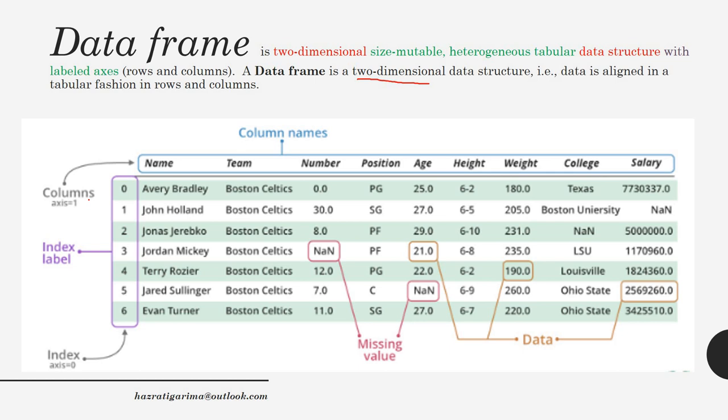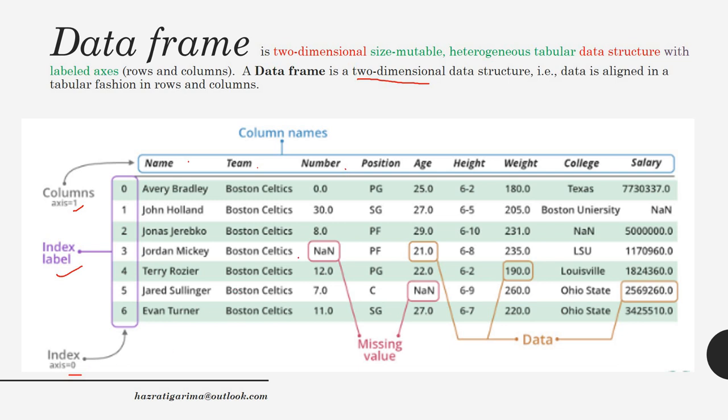Instead of saying x or y-axis, we have axis 0, which is the row one, and axis 1, which is the column one. We have the column names as name, team, number, which are represented with the blue mark. After that, we have the purple color. In purple, we have index labels or the row labels, which are axis 0.